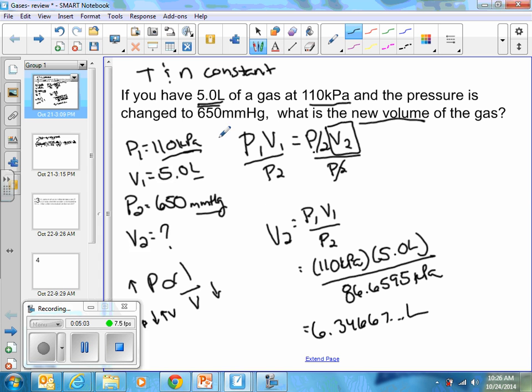How many significant digits do we want? Look back at the question. This is only 2, so my answer should be 2. So I would round to 6.3 liters.